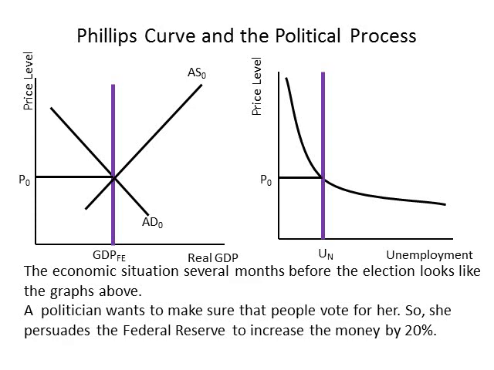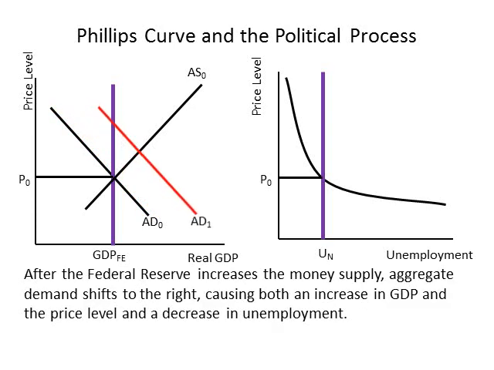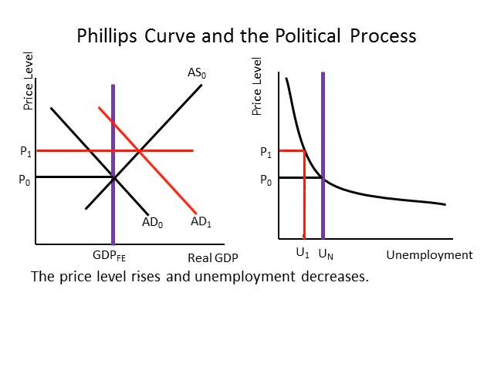The economic situation several months before the election looks like the graphs above. A politician wants to make sure that people vote for her, so she persuades the Federal Reserve to increase the money supply by 20%. After the Federal Reserve increases the money supply, aggregate demand shifts to the right, causing an increase both in GDP and the price level, and a decrease in unemployment. The price level rises and unemployment decreases. The result of the increased price level is to cause wages to increase, which in turn causes the aggregate supply curve to shift to the left.